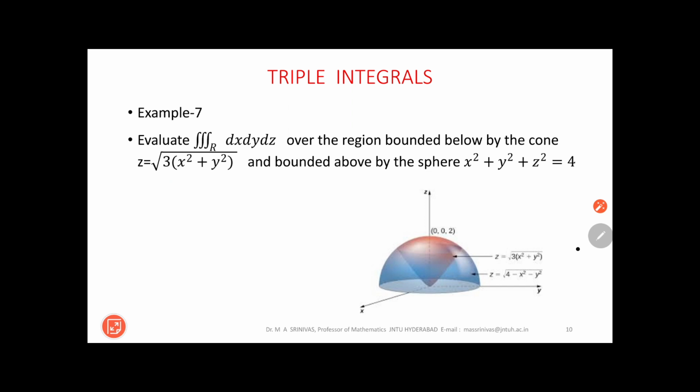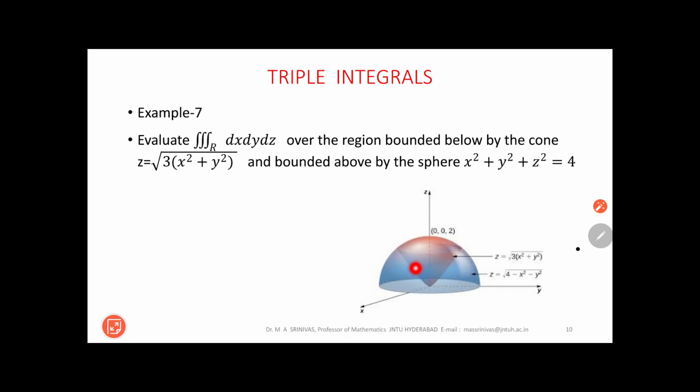This is positive. This is all positive. Therefore, z will be only on the positive side. Below the xy plane, the sphere part, we are not very interested in it. So that is why we have taken only the hemisphere, and this is the cone. And this is the cone what we have.